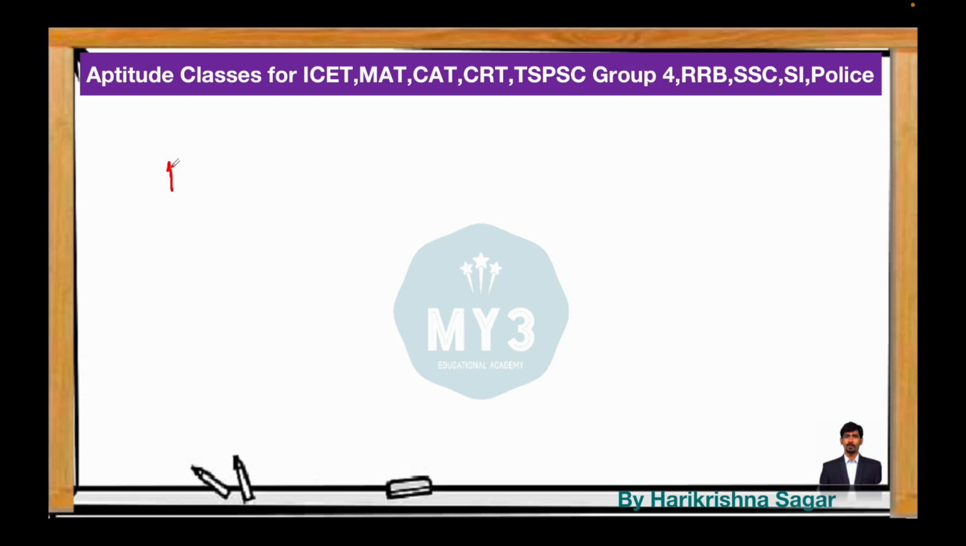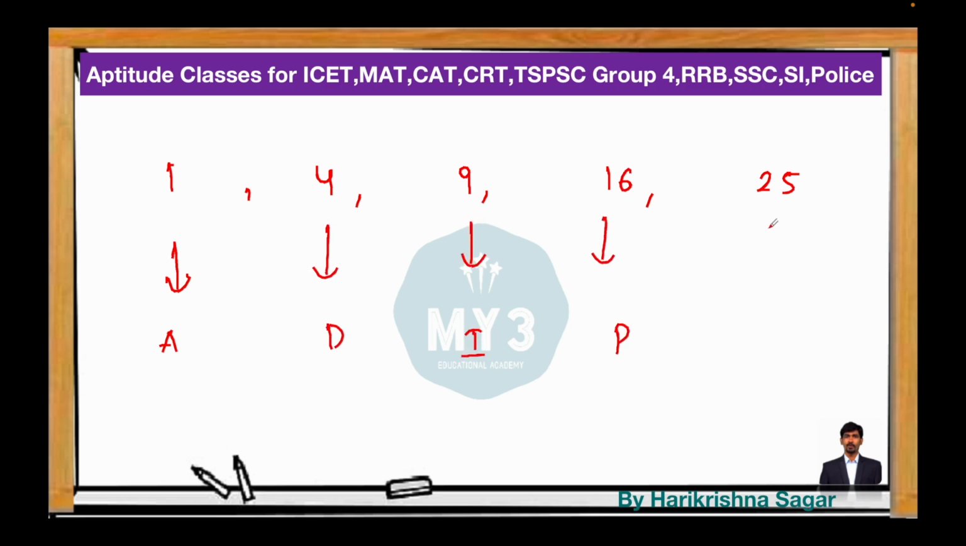For example, I have 1, 4, 9, 16, 25. So what are these in terms of alphabets? So 1 means A, 4 means D, 9 means I, 16 means P, 25 means Y.